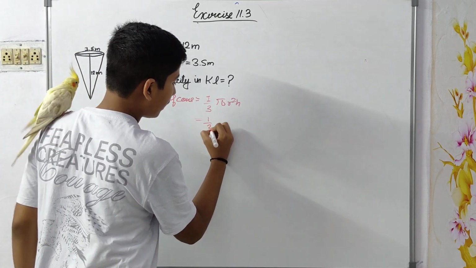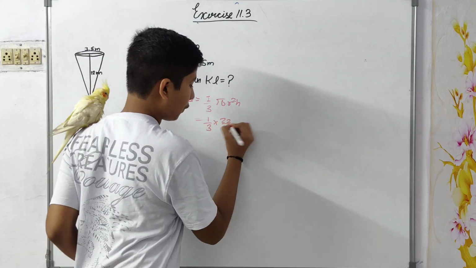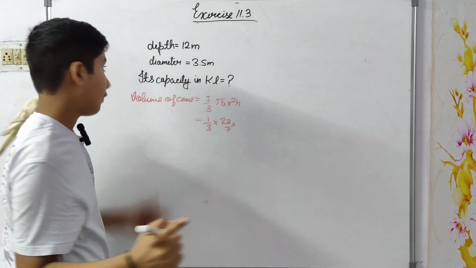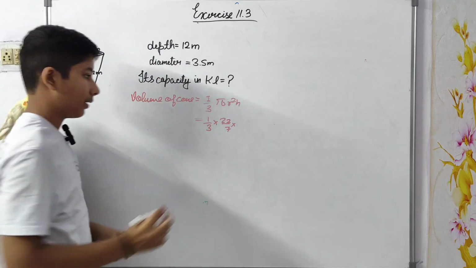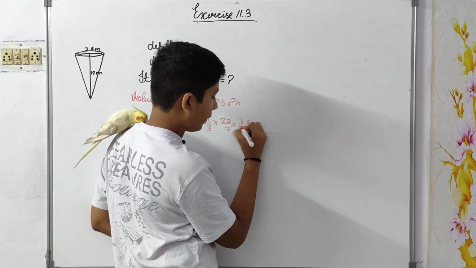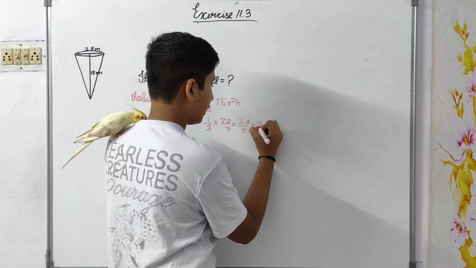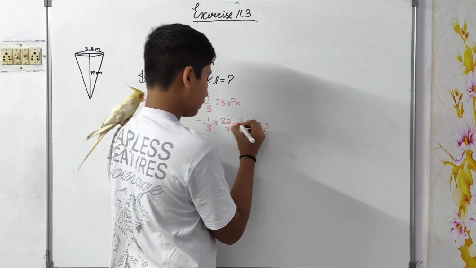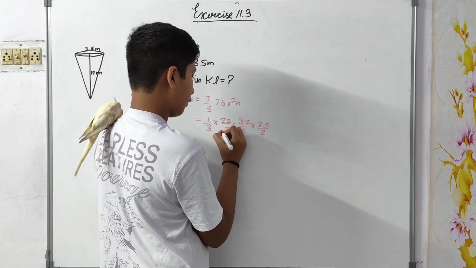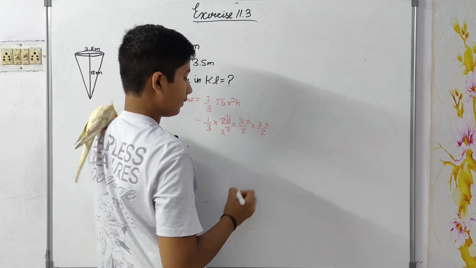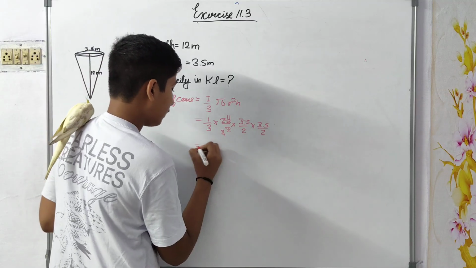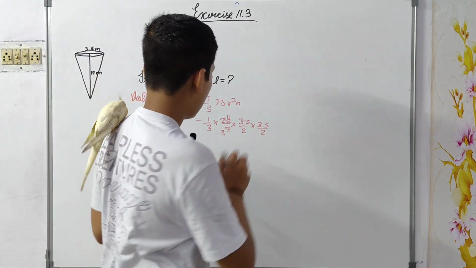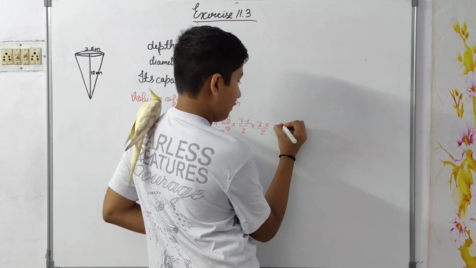here we'll put the values: 1/3 into 22/7 into r. Radius is not 3.5, see, it is the diameter. So 3.5 by 2 into 3.5 by 2. Okay, so 3.5, 2, 11. 11, 33. Wait, one more thing: into height also, I forgot the height.